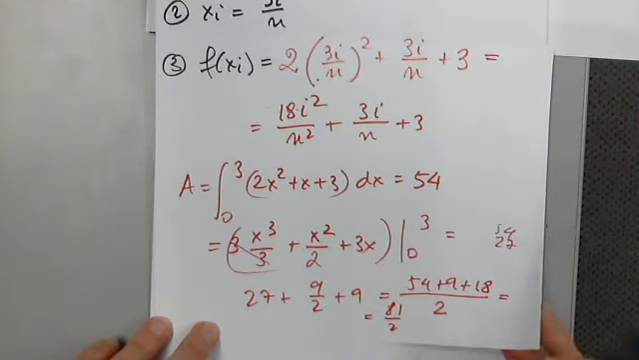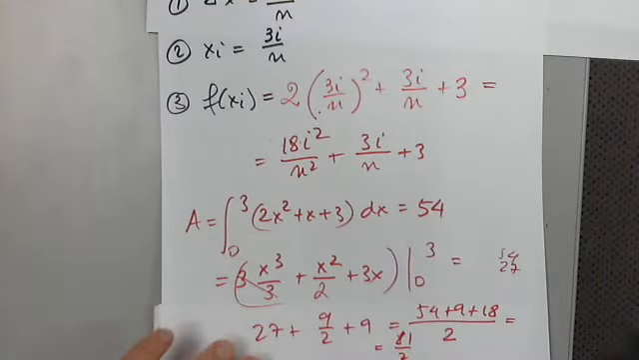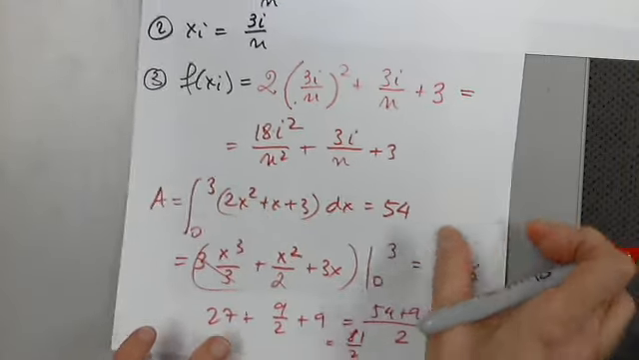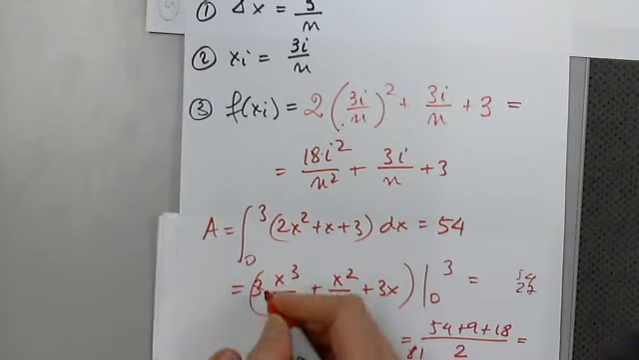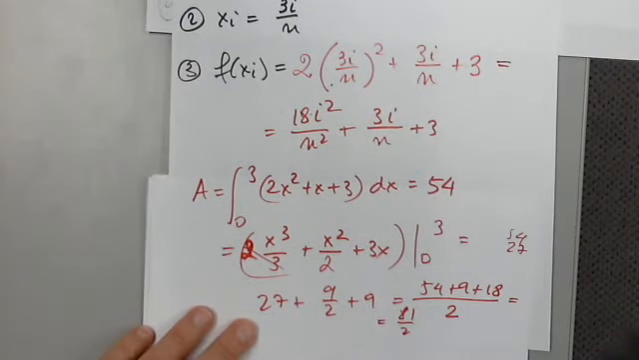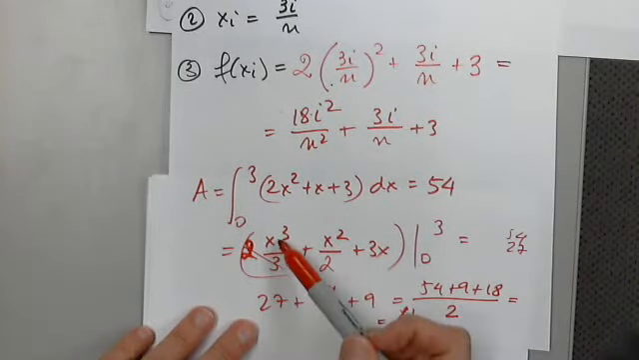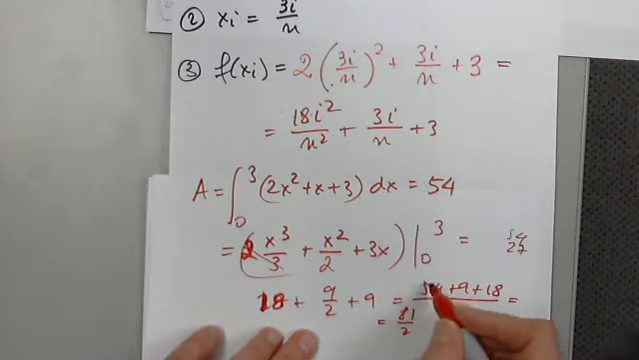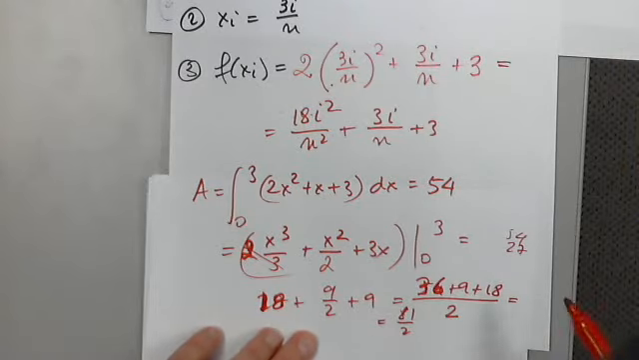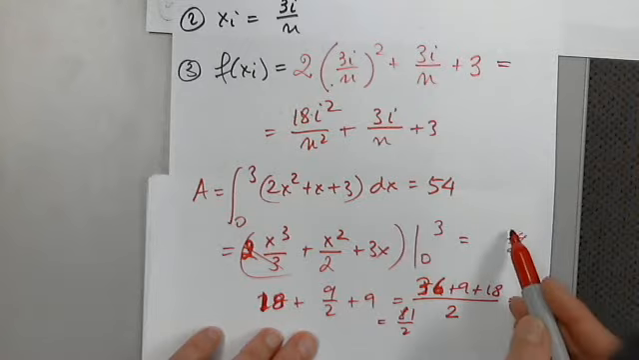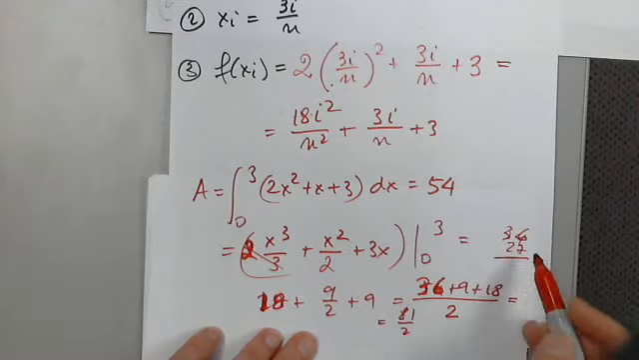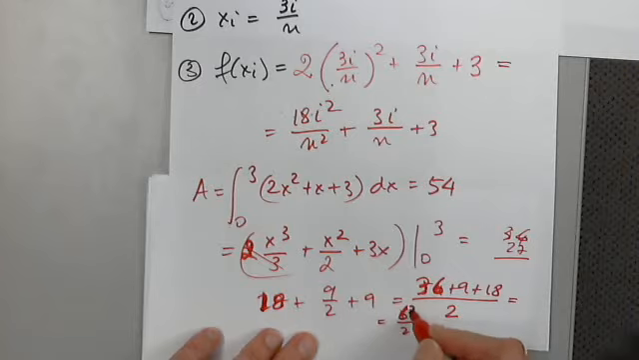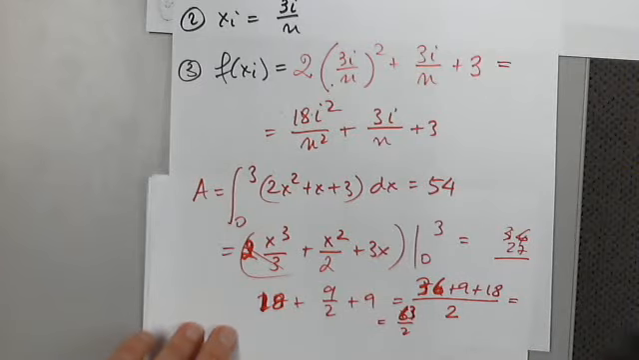Is that correct? Oh, is that 2? Sorry, I copied 3. Sorry. 18. So 27 divided by 3. Yes, it will be 18. Thank you. So 18 times 2 will be 36. So 36 plus 27. 63 indeed. Is that 63? Yes. We got 63 over 2.